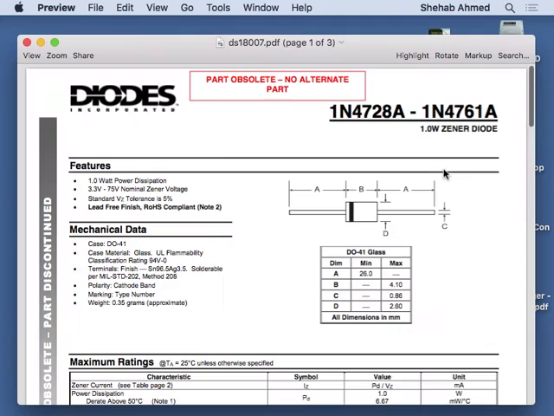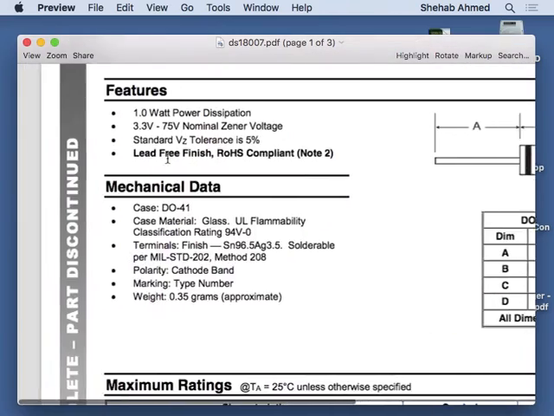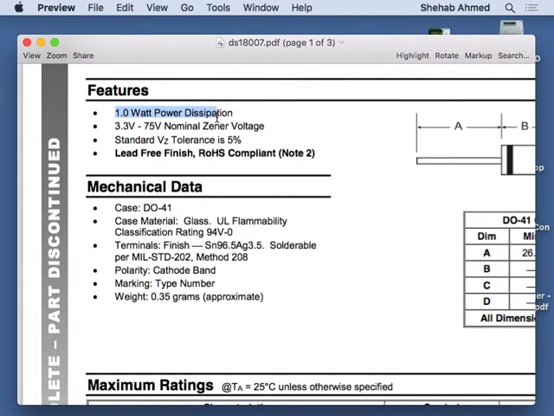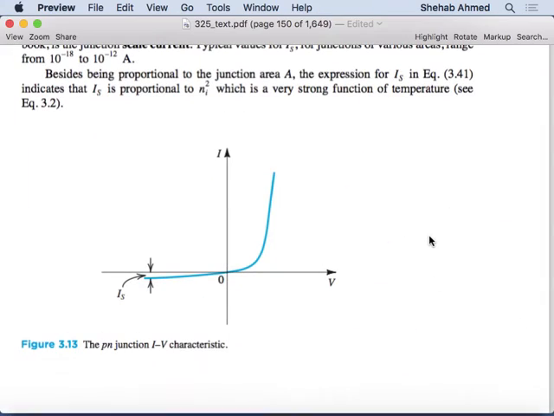This is a diode datasheet, a special diode called a Zener diode. But look at this one. It tells you that this has a 1 watt power dissipation. That's the maximum. It only allows 1 watt power dissipation. So that's the power, that's how you call it. That's the power that you allow to dissipate.